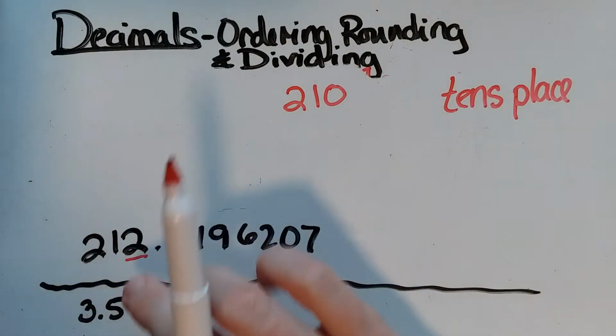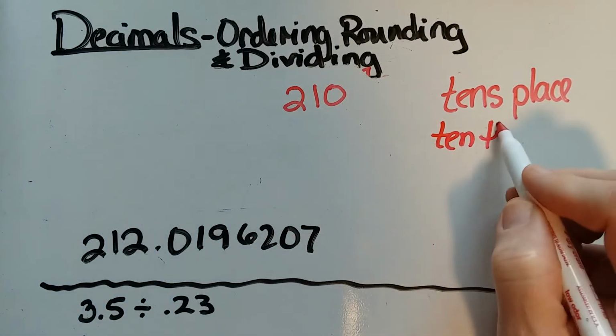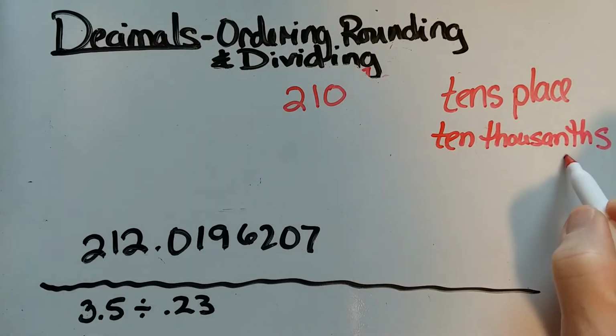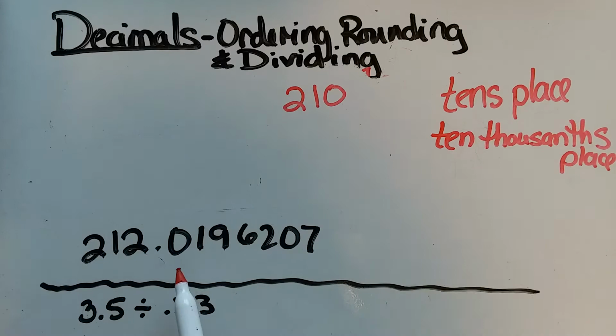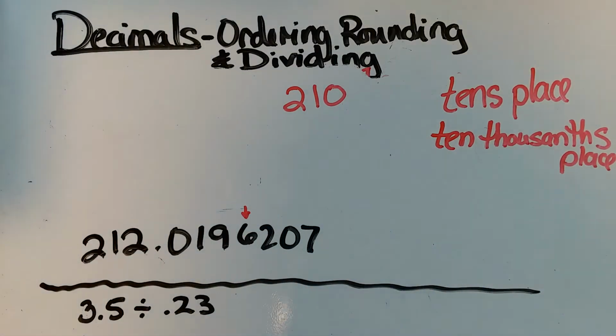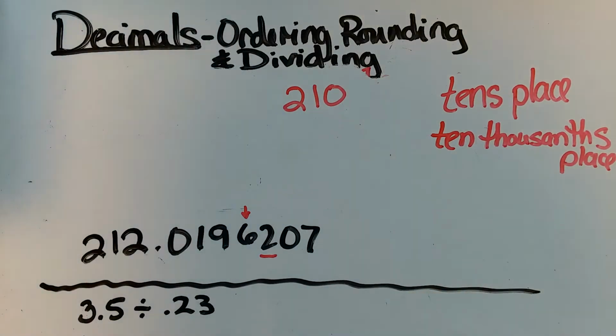So let's now think about the 10 thousandths place. All right, 10 thousandths, we're going to have to take a look to the right of the decimal. So this is tenths, hundredths, thousandths, 10 thousandths. This is the 10 thousandths place. So the 100 thousandths place is going to inform us whether we're going to round that 6 up or not.